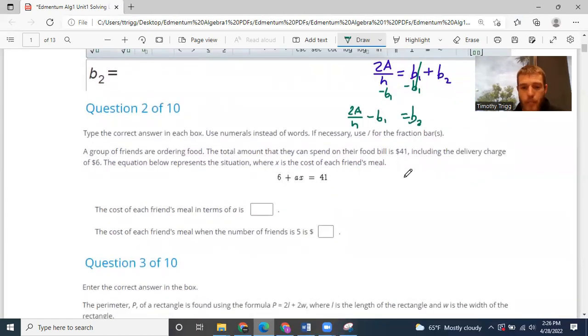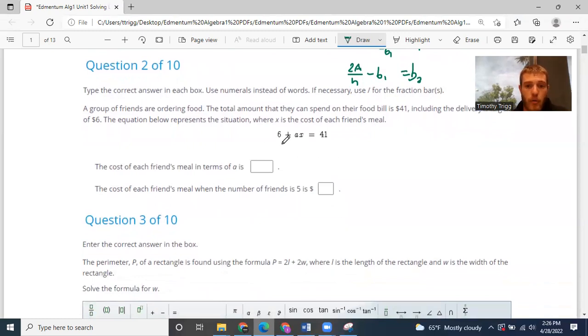They get easier, okay? Number 2, our goal here says find the cost of each friend's meal in terms of A. So we want to get X by itself, where X is the cost of each friend's meal. So let's do that. The first thing I would do is subtract 6 from both sides of the equation using the subtraction property of equality, giving us AX equals 41 minus 6, which is 35.